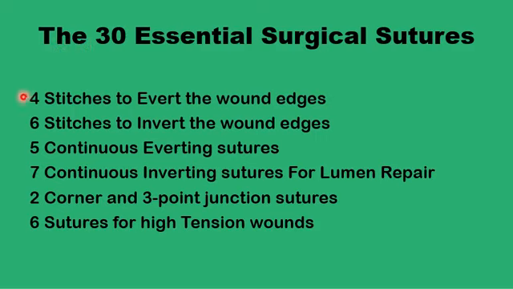There are 4 interrupted sutures to avert the wound edges, 6 interrupted sutures to invert the wound edges, 5 continuous sutures to avert the edges, and 7 continuous inverting sutures for lumen repair, 2 corners or 3-point junction sutures, and 6 sutures for high tension wounds.